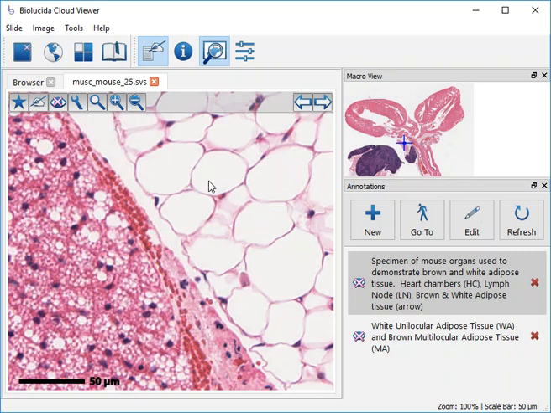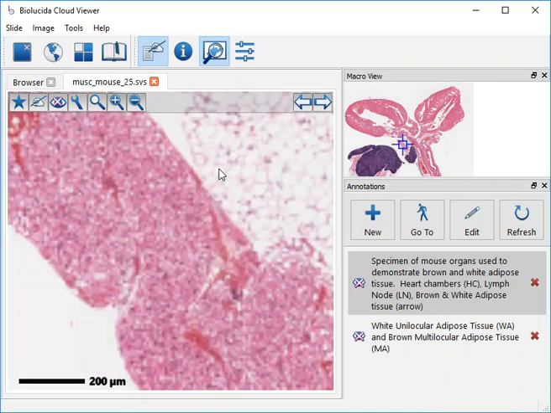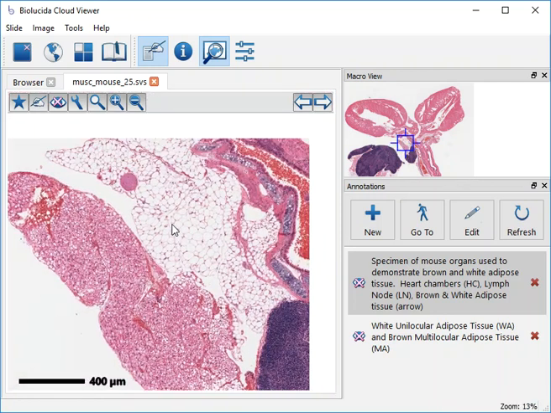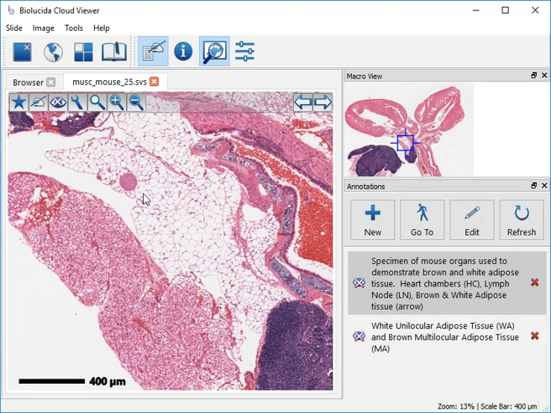the unilocular, one single large vacuole with the nuclei. And so this is white adipose tissue. White adipose tissue, brown. Now you should be able to see the contrast between the two.